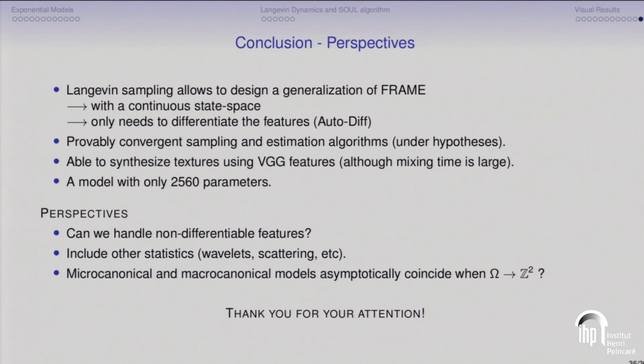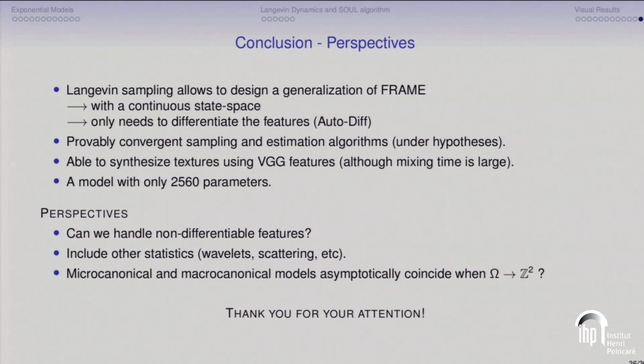What interested me very much in this Langevin-based methodology is that it is much more flexible than the original version of the FRAME algorithm proposed by Zhu, Wu, and Mumford. You can use it as soon as you can differentiate the features that you use. We have been able to set up a framework where we have a provably convergent sampling and estimation procedure. A warm thanks to our colleagues who helped us with that. And we have seen that we are able to synthesize textures quite convincingly using VGG features, right?